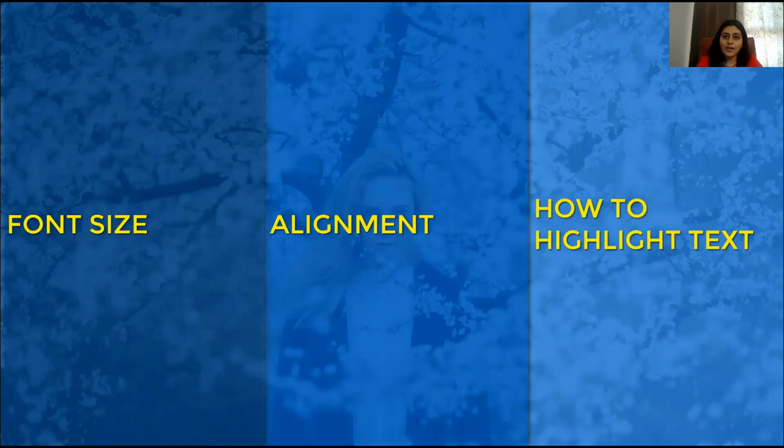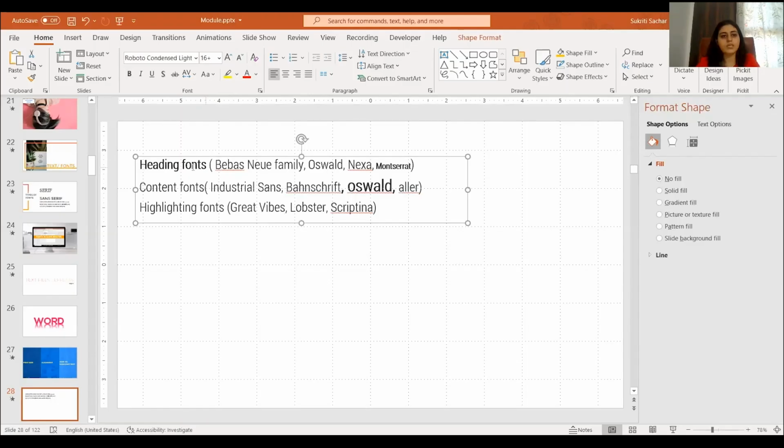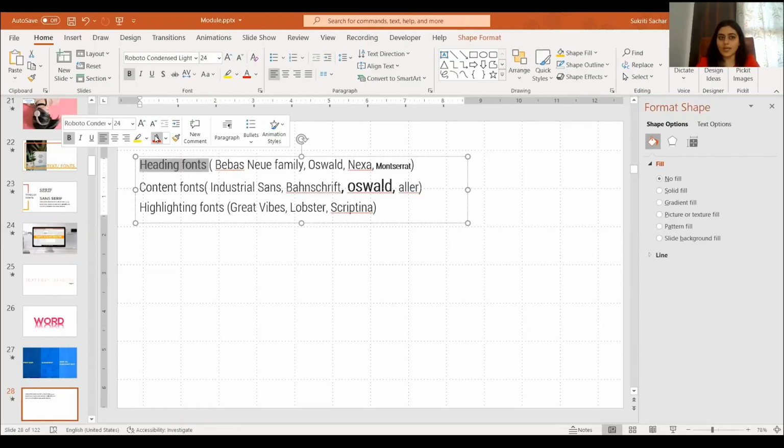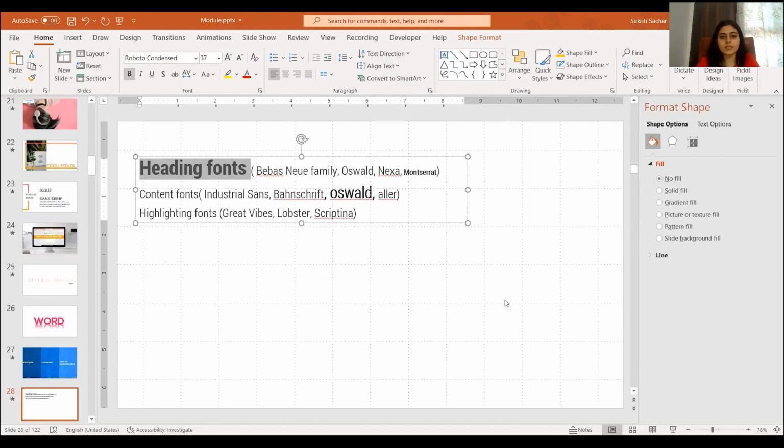Now, how do you highlight text? The simple ways of highlighting text are making it bold, italics, underlining, increasing the font size, but also we spoke about how you can change the color and change the font in order to highlight text in a PPT. Now, any text that you want to highlight, you can make it bold, change the font to a bit bolder font, increase the font size.